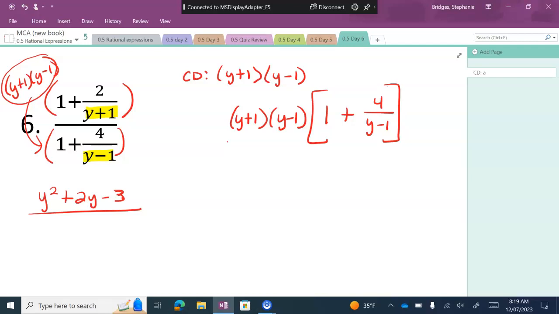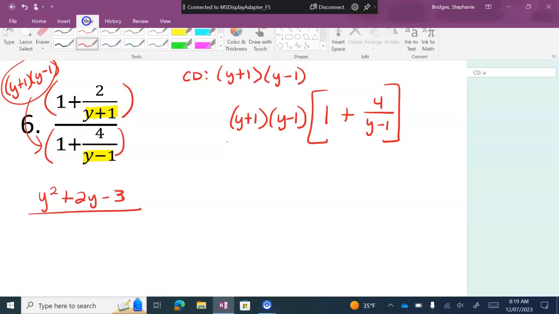Some people ask me why I don't go ahead and multiply the y squared or the y plus 1 and the y minus 1 together before I multiply the top and the bottom. That's because I can't see what cancels if I do that. So if I leave it factored, then I'm able to see what I can get rid of, if that makes any sense. All right, so again, we're going to do the same thing.